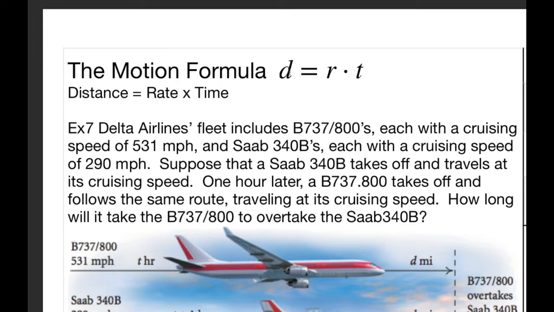We've got the motion formula, d equals rt, dirt. This is a really super handy formula to memorize. Make sure you can write it, always write it down, d equals rt. Distance equals rate times time.